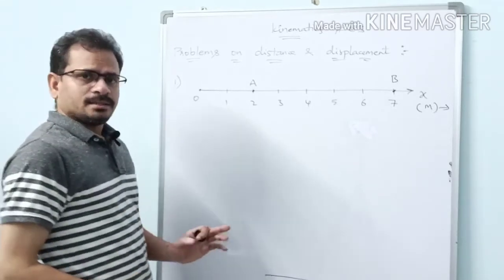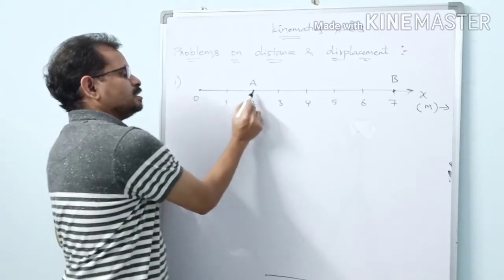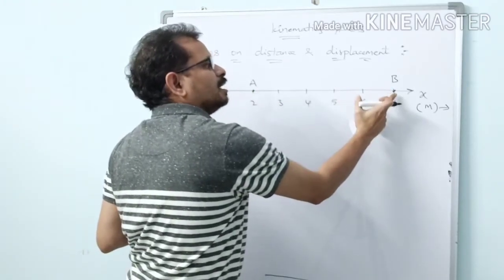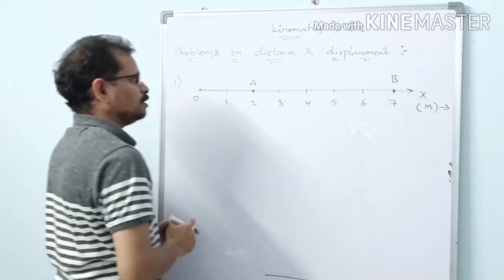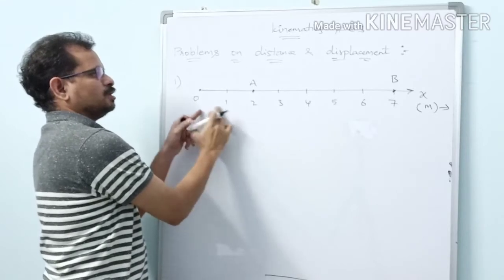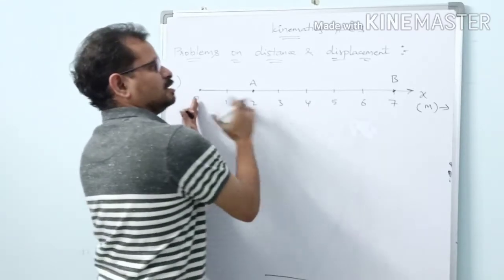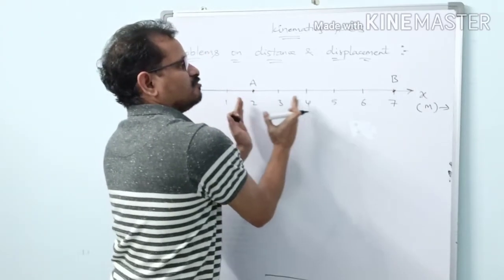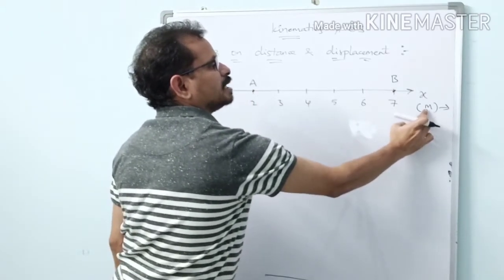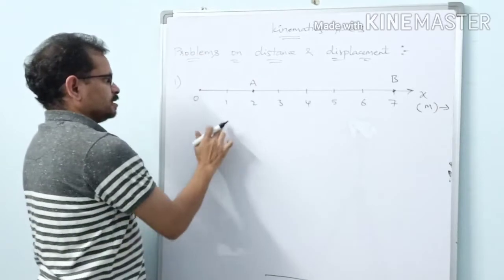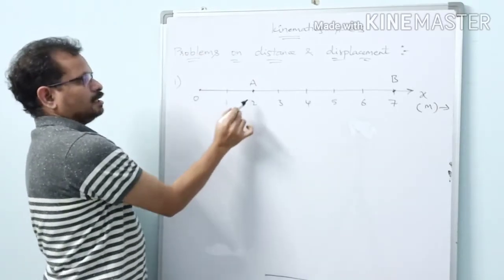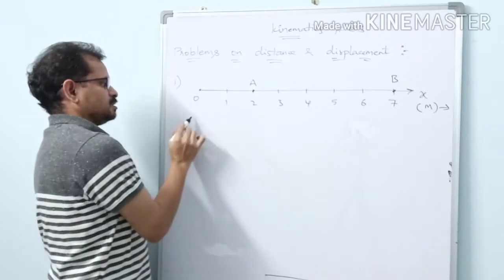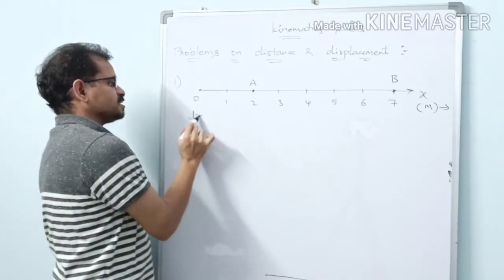Let us consider a particle starting its journey from A and moving on this straight line and reaching this point B. What is the position of point A? 2 meters from the origin. See, this is the positive x-axis, and we have taken these values in terms of meters, m for meters. So here, what is the position of A? 2 meters. What is the position of B? 7 meters.